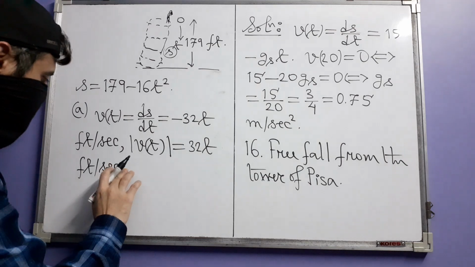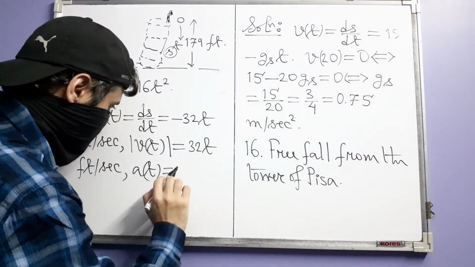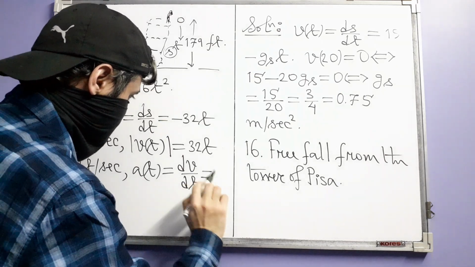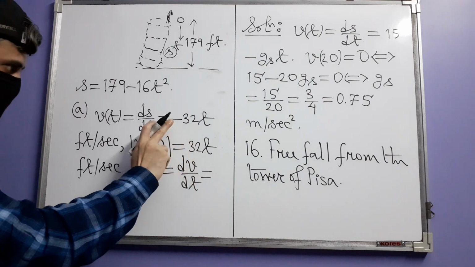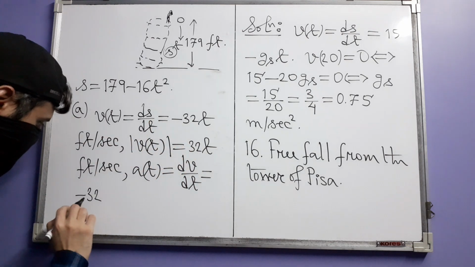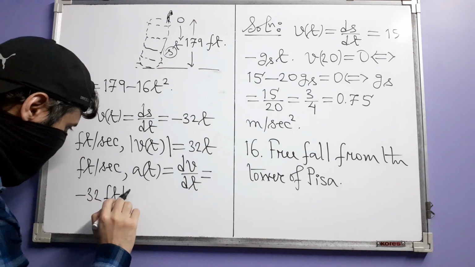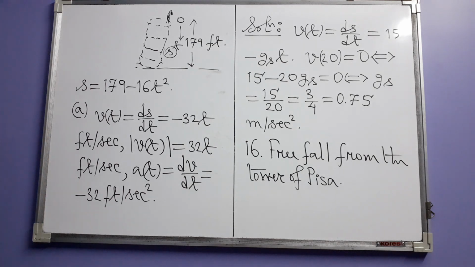And acceleration. Acceleration is dv/dt. So do not differentiate this one, okay. You have to differentiate velocity. Minus 32, acceleration is constant, feet per second squared. So that is A.